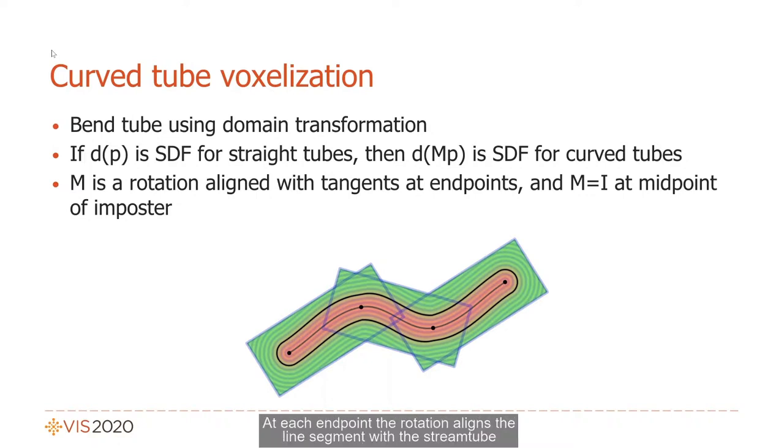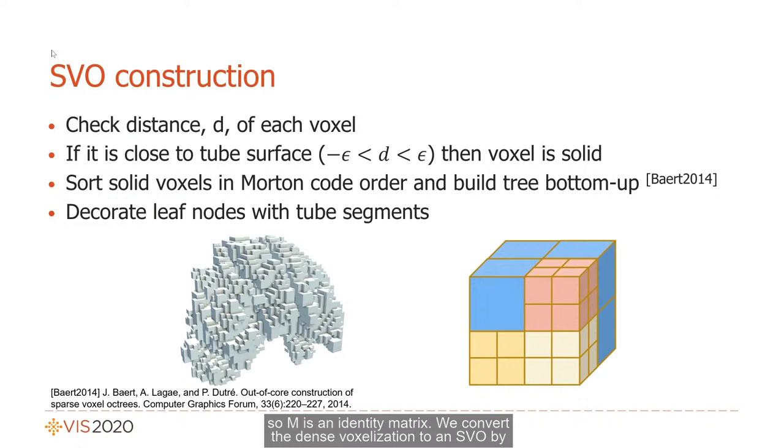At each endpoint, the rotation aligns the line segment with the stream tube tangent. At the middle of the impostor, there's no rotation, so M is an identity matrix. We convert the dense voxelization to an SVO by building the tree from the voxels near the tube surface.